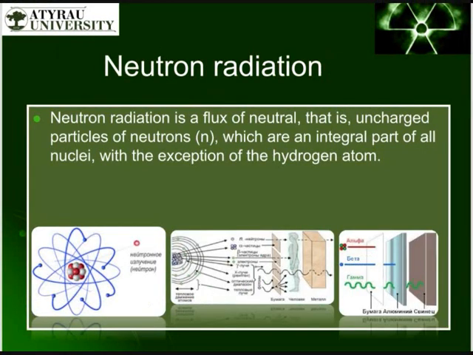Neutron radiation is a flux of neutral, that is, uncharged particles, neutrons, which are an integral part of all nuclei with the exception of the hydrogen atom. They have no charges, therefore they themselves do not have an ionizing effect. However, a very significant ionizing effect occurs due to the interaction of neutrons with the nuclei of the irradiated substance.